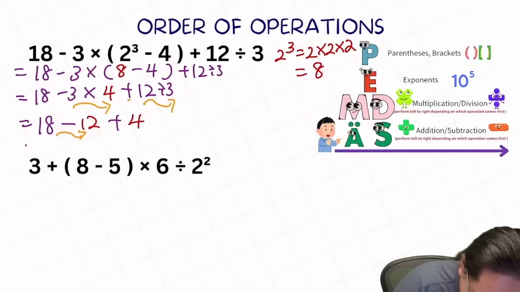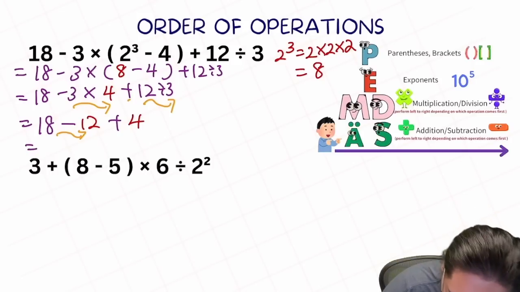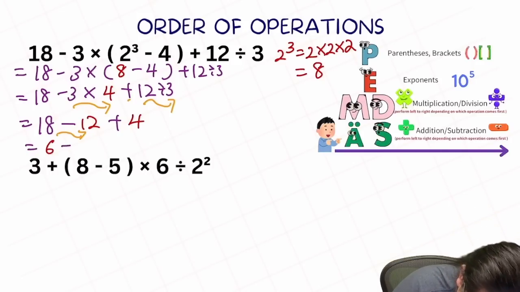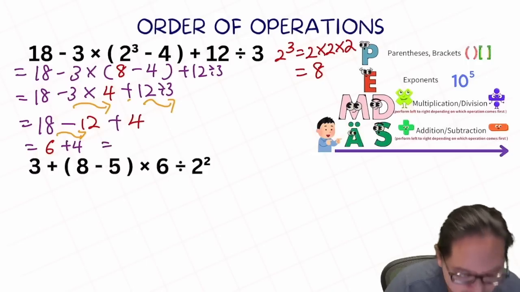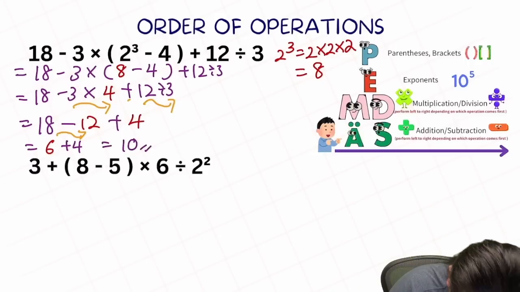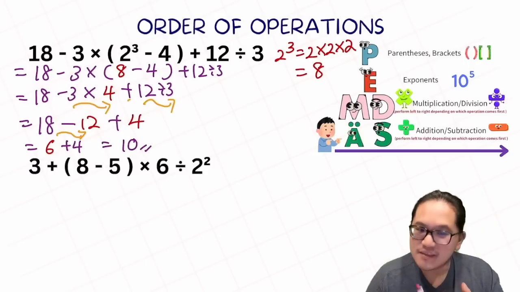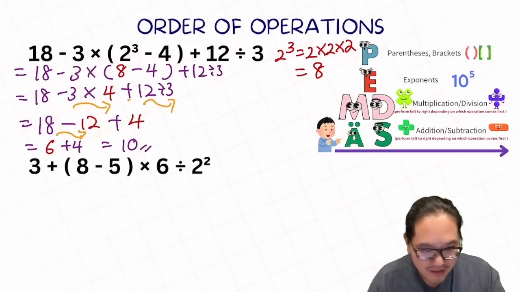So the first one is 18 minus 12 is equal to 6. We drag the plus 4 down. And then the last step is just 6 plus 4 equal to 10. Voila! With more practice, it'll get quicker and quicker, right? So let's do more practice.